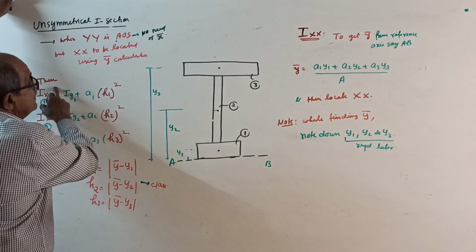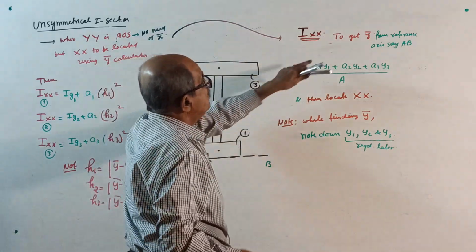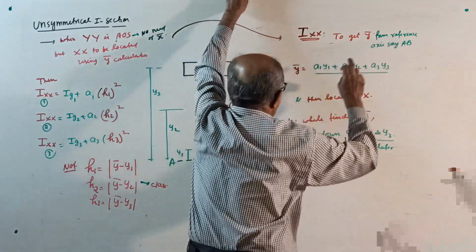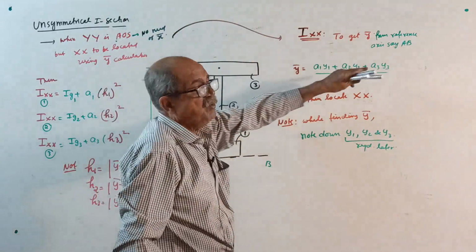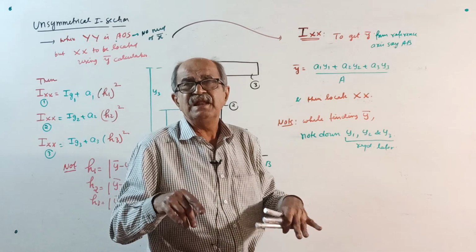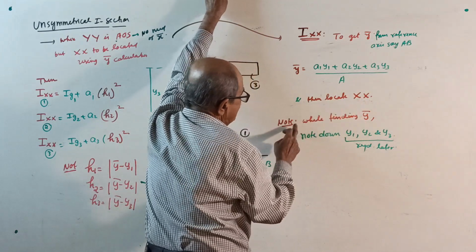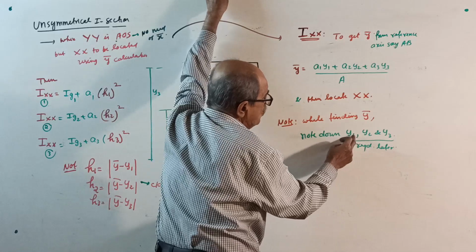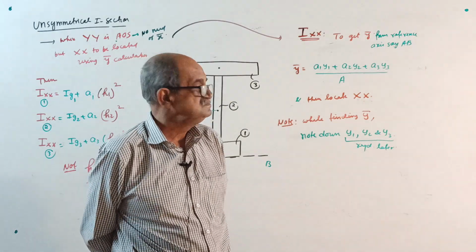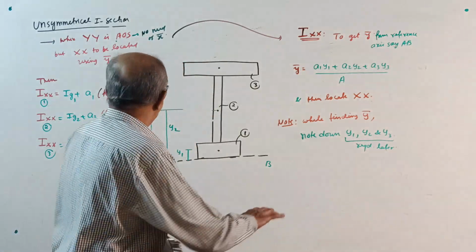Now, first, see, come here. Consider Ixx. To get Ixx, first you have to locate xx. For that you require y bar from the reference axis. We will do one thing from AB. What I am telling is when the reference axis is at the bottom. Same theory, even if you take the reference at the top, no problem. Okay, y bar formula, right. Then locate xx. Note, while finding y bar, note down y1, y2, y3. Important. You should note down that y1, y2, y3. Required later for the shortcut method. Okay, now come here.